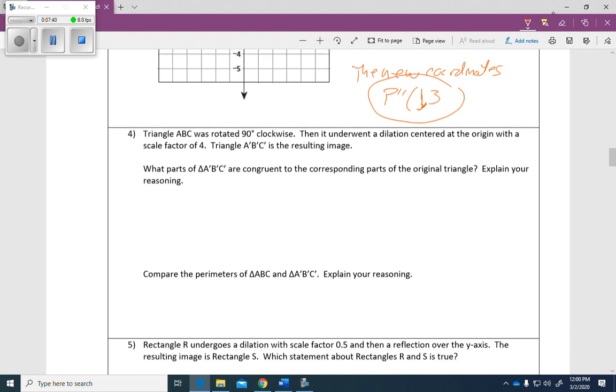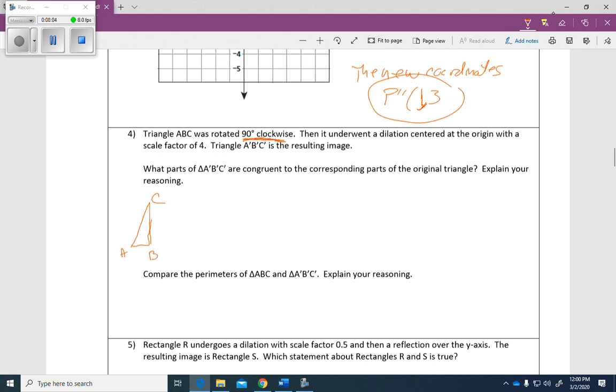Number 4. This is like thoughts that you kind of have to have in your head. We could draw a little bit. They don't have a graph for us here though. So triangle ABC is rotated 90 degrees clockwise. So I'm going to randomly draw a triangle. So hard to draw with this pen. And I'll call it A, B, C.